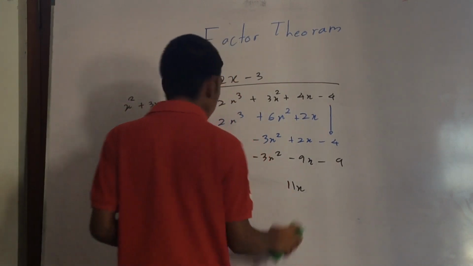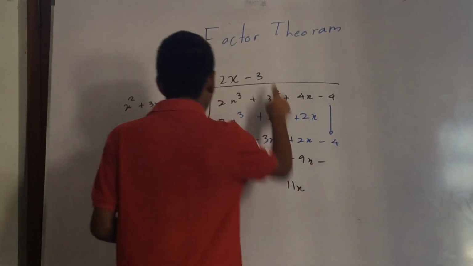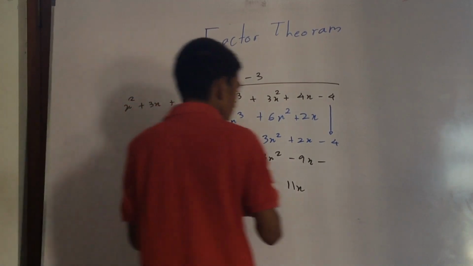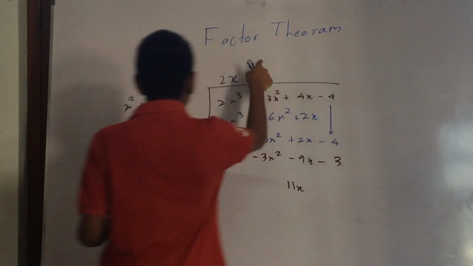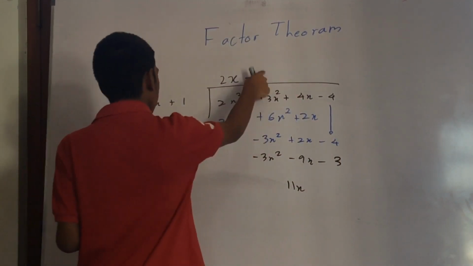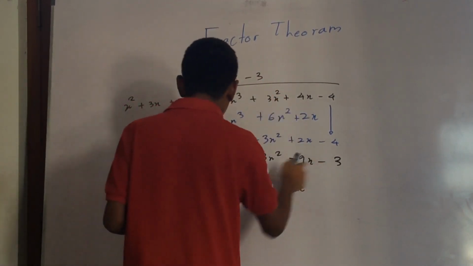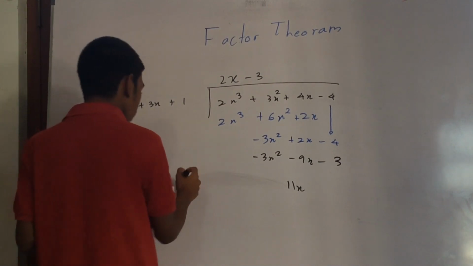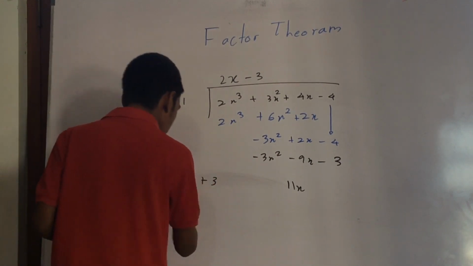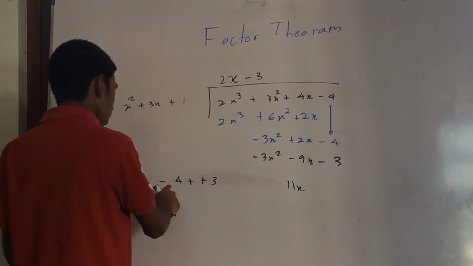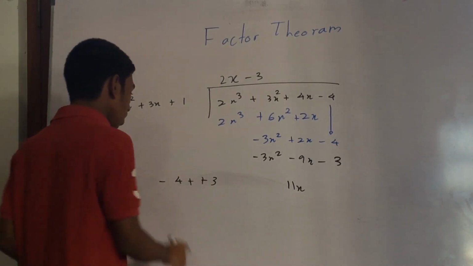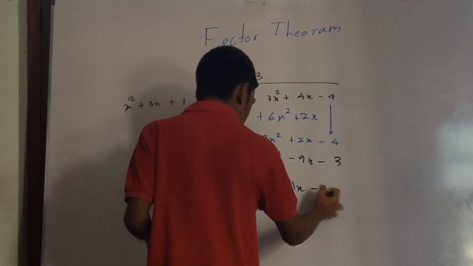Here it should be not minus 9, it should be minus 3. Minus 3 into 1 should be minus 3, not minus 9. Minus 3 into x squared is minus 3x squared, minus 3 into 3x is minus 9x, and minus 3 into plus 1 will be minus 3. So minus 4 minus 3. So here minus 4 plus 3, the answer will be minus 1.